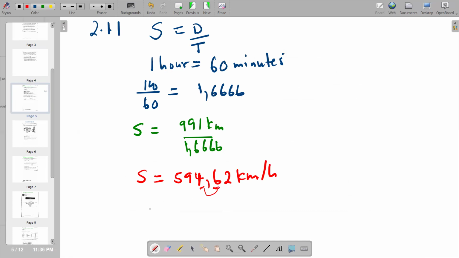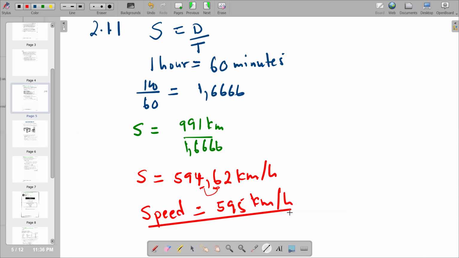So it becomes speed equal to 595 kilometers per hour. So basically, this is going to be our final answer. So basically, this is what we have on that part.